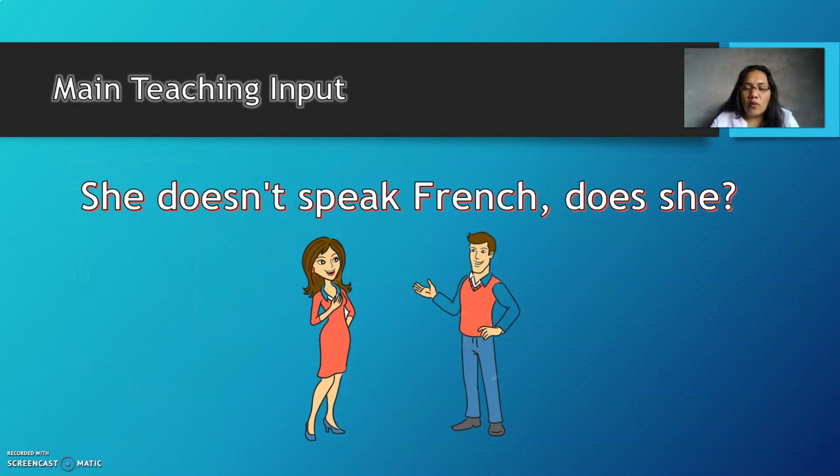Main teaching input. Warm-up activity. Based on the previous class, the teacher shows some photos about activities and asks the students to write affirmative and negative sentences about the photos. Students write and read aloud the sentences, and the teacher begins to add the tag questions to each of the sentences. The teacher reads the sentence and explains to students why and when tag questions are used. For example, she doesn't speak French, does she?